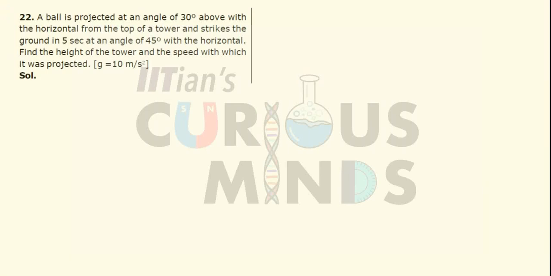A body is projected at an angle of 30 degrees above the horizontal from the top of a tower and strikes the ground after 5 seconds at an angle of 45 degrees with the horizontal. Find the height of the tower and the speed with which the body is projected.